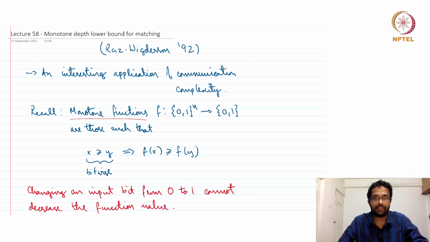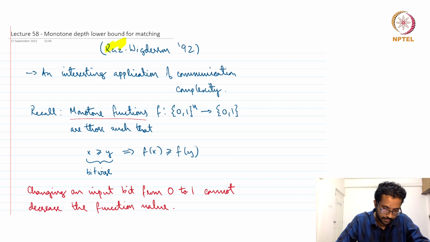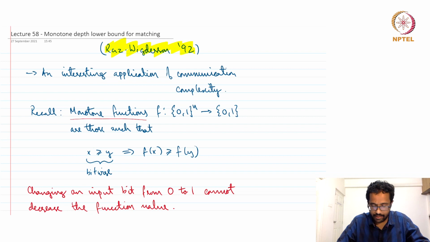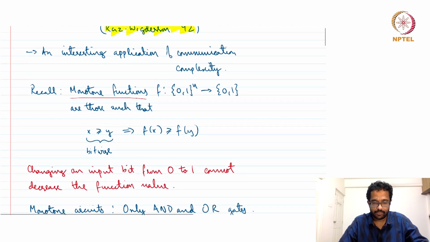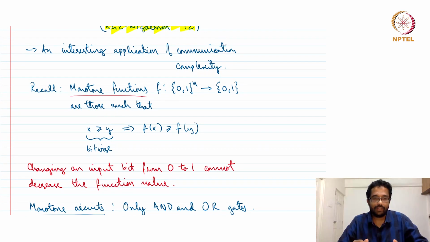The function being: given a graph, determining whether the graph has a perfect matching or not. This result is by Raz and Wigderson from 1992. So it's a very interesting and somewhat surprising application of communication complexity, because we are getting a depth lower bound on a problem that is on graphs.